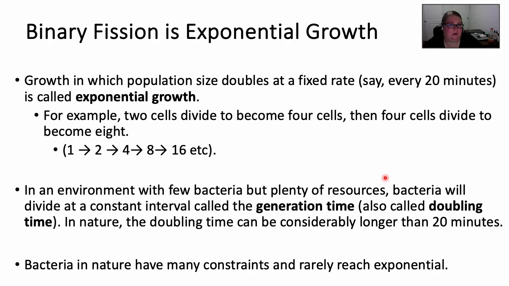Okay, so binary fission, so bacterial reproduction is going to lead to exponential growth because when bacteria divide, that one cell is going to double every time. So we say it doubles at a fixed rate. This is what leads to exponential growth.